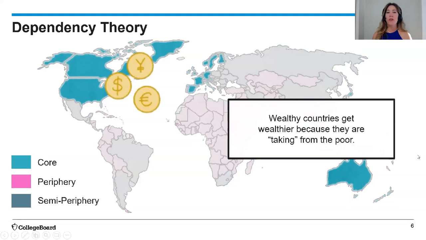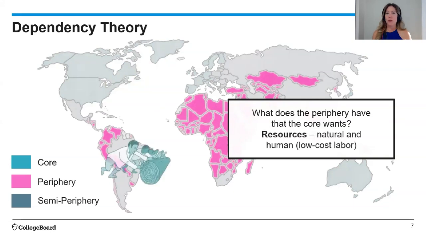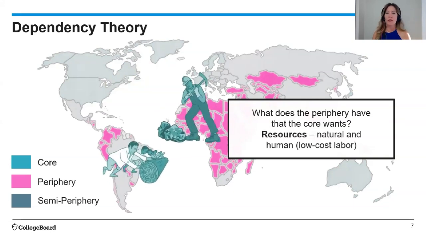Wealthy states will get wealthier because they're taking from the poor. So they're not really taking. What they're actually doing is buying resources. So what does the periphery have that the core wants? Resources, natural resources like mining, like timber, like agricultural products, but also human resources.